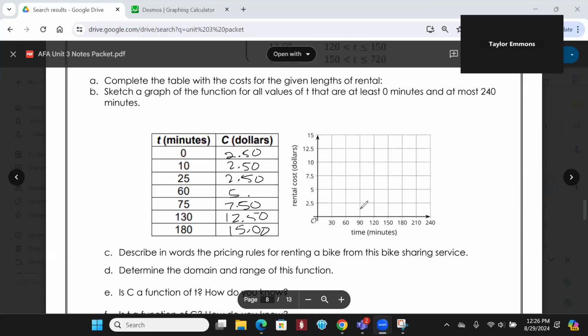All right, so if I fill it in, this is what it looks like. And then if I draw a table or a graph of it, from 0 to 30, we're at $2.50. From 30 to 60, we are at $5. And then from 60 to 90, we're at $7.50. 90 to 120, we're at $10. 120 to 150 is $12.50. And then 150 to 720, we're at $15.